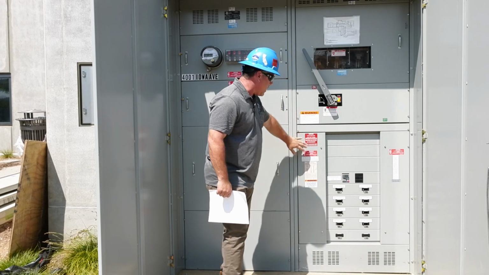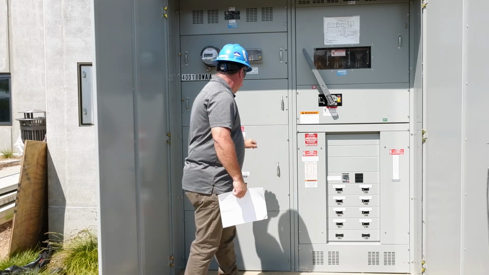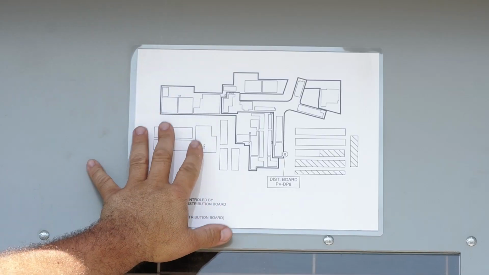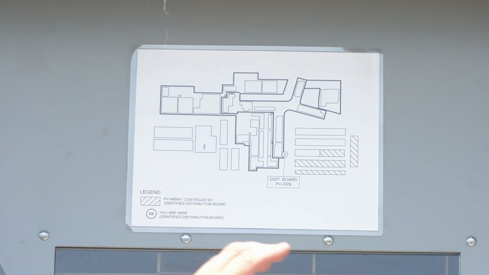This is an 800 amp board. Everything is labeled according to the standards. In this map, the same as every single cabinet will show, it shows the location for each distribution board according to where the plan is on the whole building and the whole area.